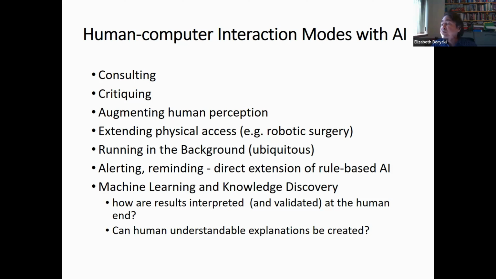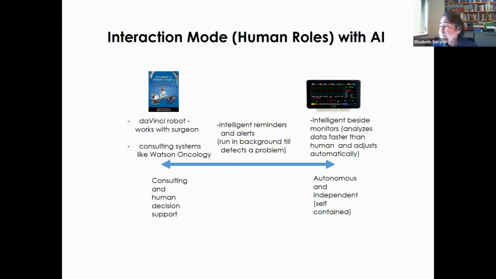We can ask, does the system run in the background? Is it alerting, reminding? Like the example I gave earlier today, which is basically a direct extension of rule-based AI. And for machine learning and knowledge discovery, how are results interpreted or validated, are explanations understandable? We can also look at this on the continuum from consulting and human decision support on the left-hand side to something that's more autonomous and independent.